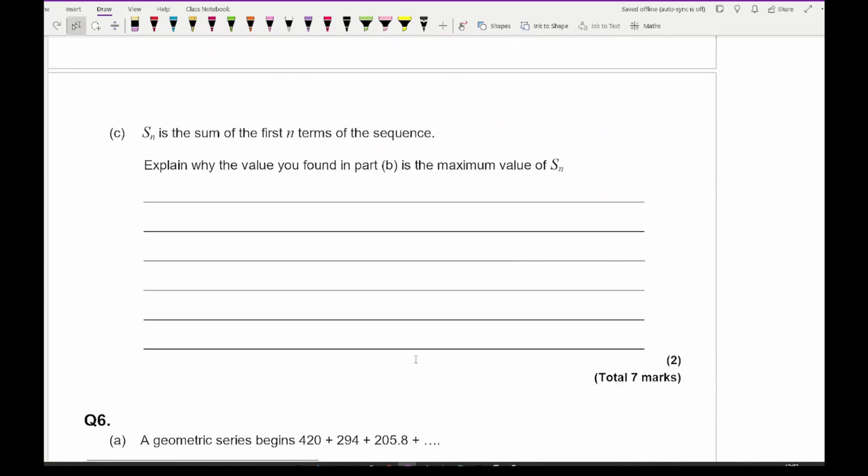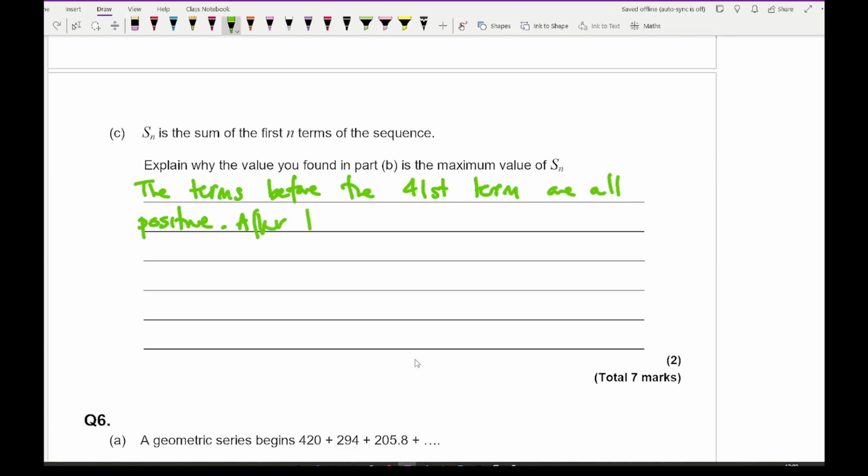Then moving on to part C, it says Sn is the sum of the first n terms of a sequence. Explain why the value you found in part B is a maximum value of Sn. Well, for this, if you write something along the lines of the terms before the 41st term are all positive. After the 41st term, the terms are negative.